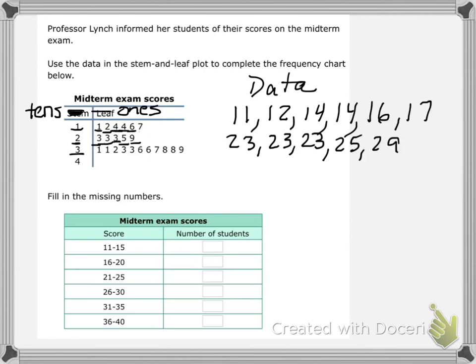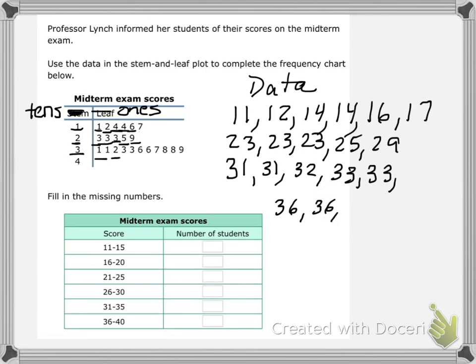Then we have 3 here that represents 30. So the first position in the tens is 30 all the time. And I'm just going to add in these ones here. So we have two 31s because there are 2 1s there. A 32. 2 33s because there are 2 3s there. 2 36s because there are 2 6s there. 37. 2 38s because there are 2 8s. And 39.